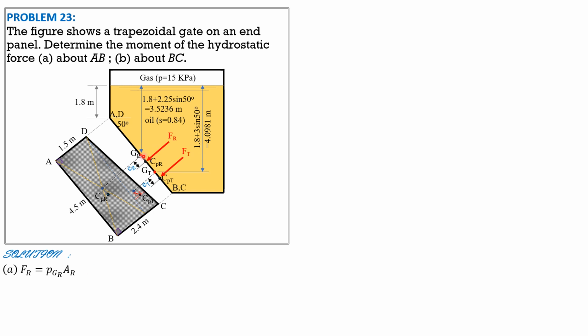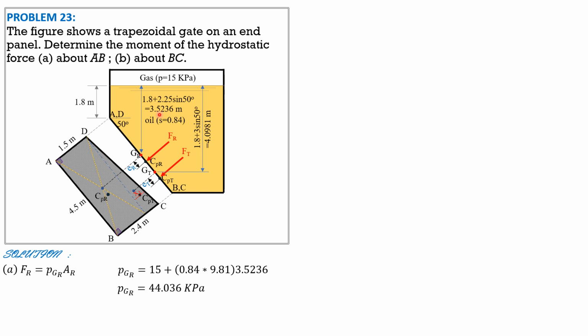So part A, F, R is pressure at GR times area of rectangle. The pressure at GR is 15 plus 0.84 times 9.81 times 3.5236. That's why we computed 3.5236, so that we can compute the pressure at the centroid of rectangle directly. So beginning with the surface, 15 kilopascals, going down, so plus specific weight of oil 0.84 times 9.81. Vertical distance to centroid of rectangle is 3.5236.